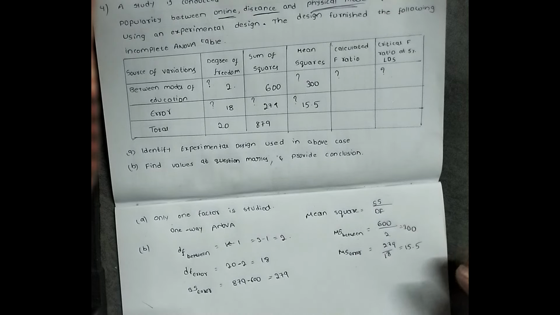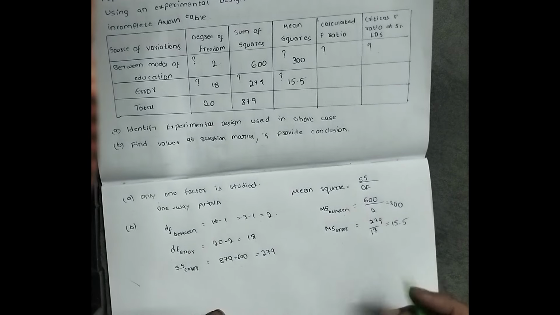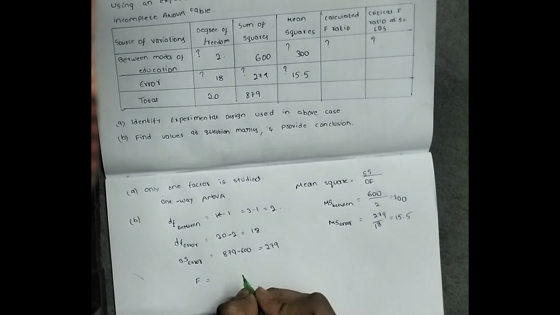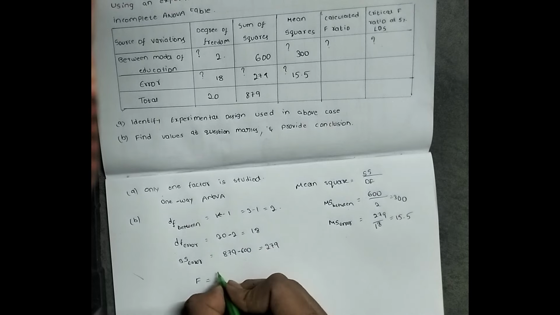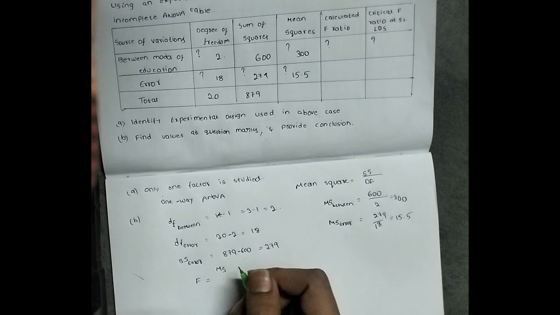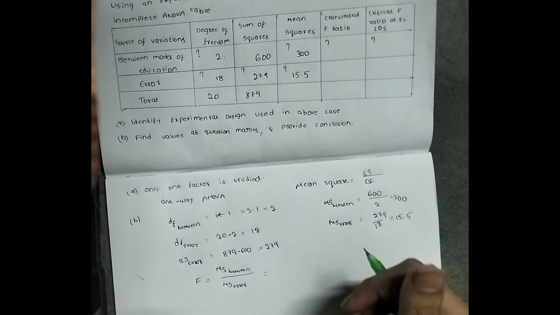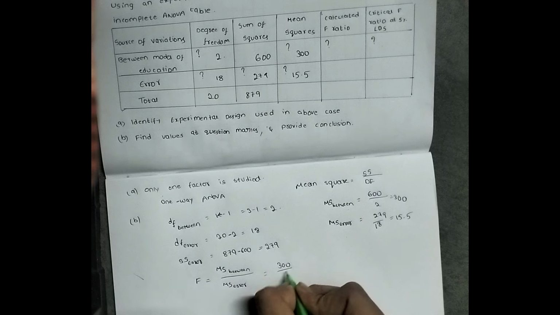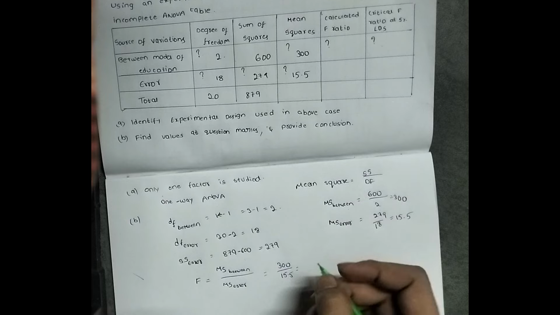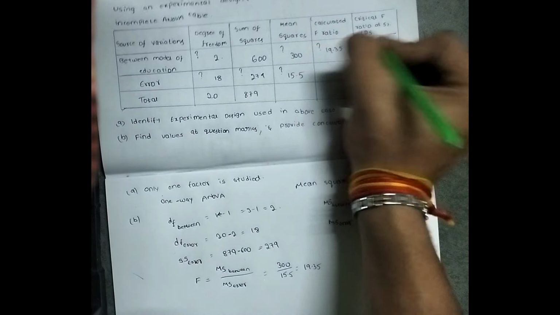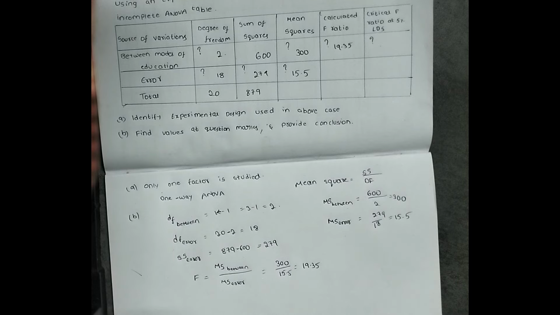Calculated F ratio. What is the formula for calculating the F ratio? Here you should know the formula. F is equal to mean square of between by mean square of error. That is nothing but 300 by 15.5. That is equal to how much? 19.35. Okay. Simple. 19.35. Now we have to calculate the level of significance here.